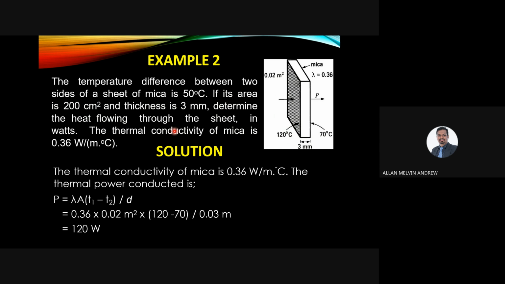Thermal conductivity is 0.36. Based on the information given, we can find the thermal power. P equals lambda A (T1 minus T2) over D. Lambda is 0.36, A is 0.02, T1 minus T2 is 120 minus 70, over D, which is 3 mm, so 0.03 meters.